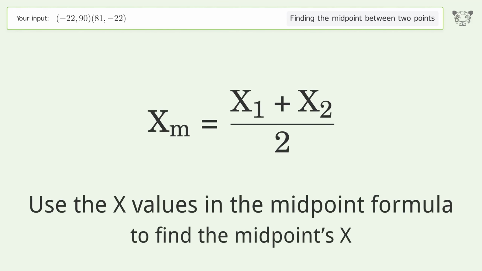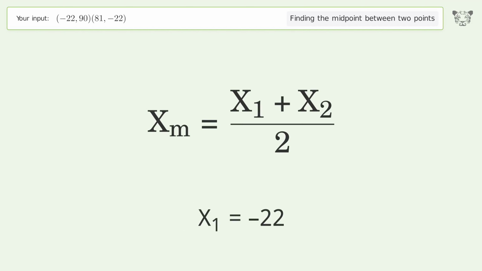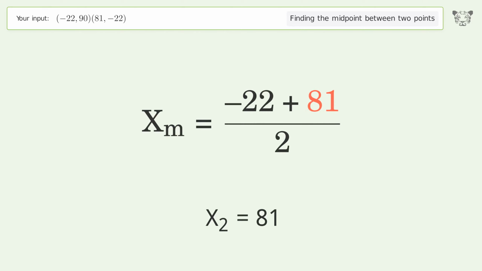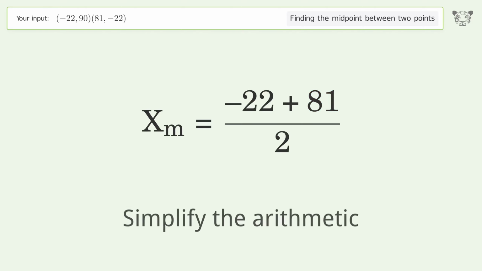Use the x values in the midpoint formula to find the midpoint's x. x1 equals negative 22. x2 equals 81. Simplify the arithmetic.